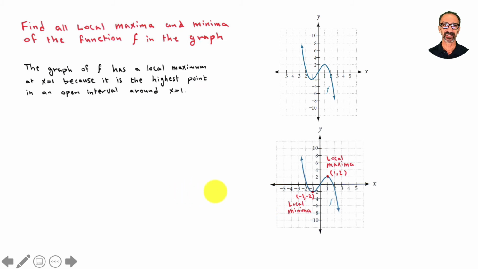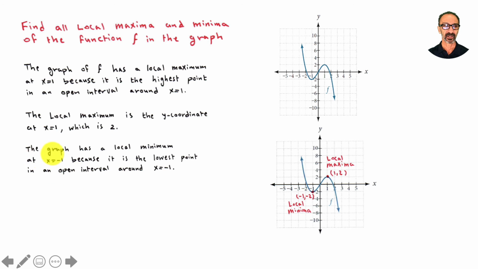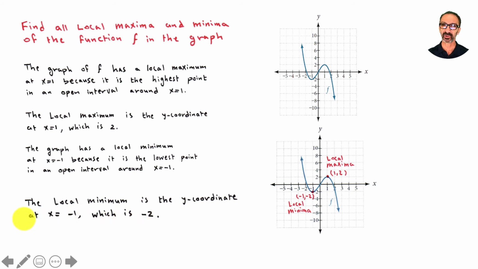So the graph of f has a local maximum at x equals 1 because it is the highest point in an open interval around x equals 1. The local maximum is the y coordinate, which is at x equals 1 and the value is 2. We just mentioned that. The graph has a local minimum. Now we're looking at this point at x equals -1 because it is the lowest point in an open interval around x equals -1. The local minimum is the y coordinate, which is -2, and that occurs at x equals -1.